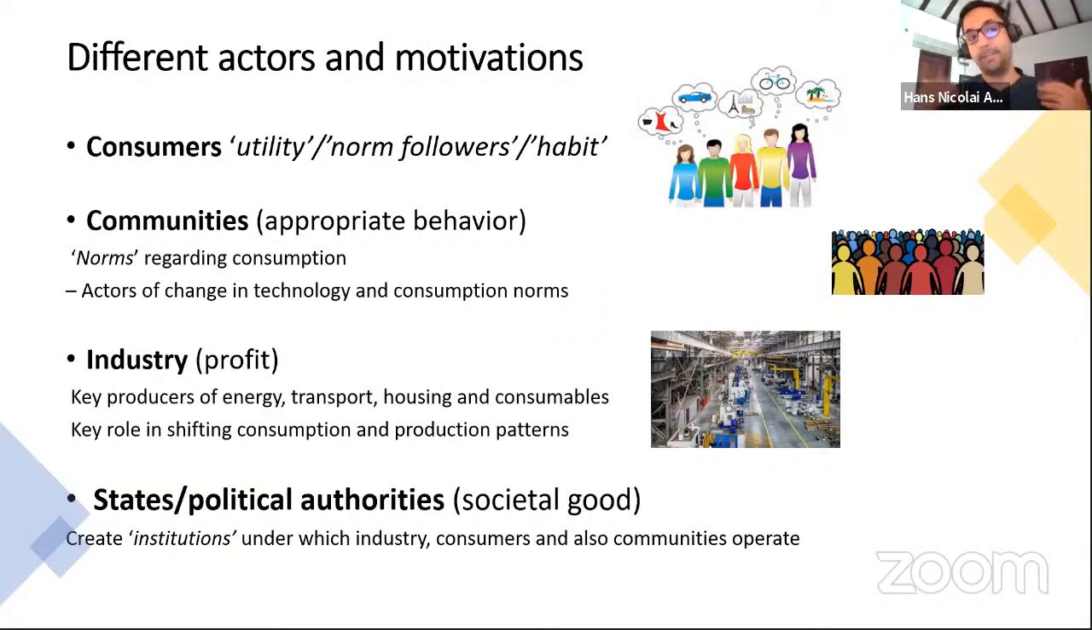And this is actually what I wanted to get back to when we think about coordination between different actors: consumers, communities, industry, and states. So when we talk about consumers, we think about utility, norm followers, and habits. This simply means, consumers are motivated by what? There are different economic and social theories that try to engage with this question. Utility simply means the want-satisfying ability of certain materials. So let's say in a neoclassical economic approach, you assume that a human being acts in a certain way.